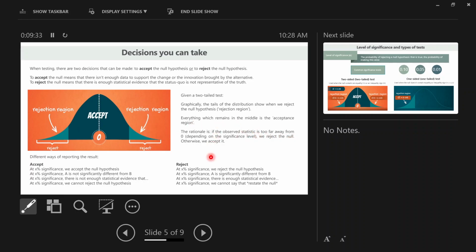So the rationale is that if the observed statistic is too far from 0, depending on the significance level, because we have how many significance levels? Three: 99, 95, and 90. If the observed statistic is too far away from 0 depending on the significance level, we reject the null hypothesis, otherwise we accept. So we have an example of how we report.